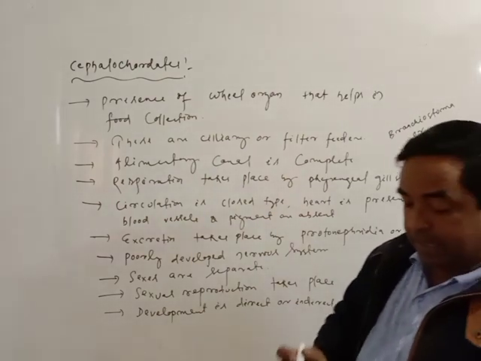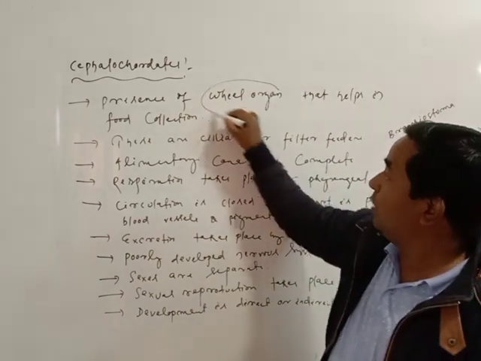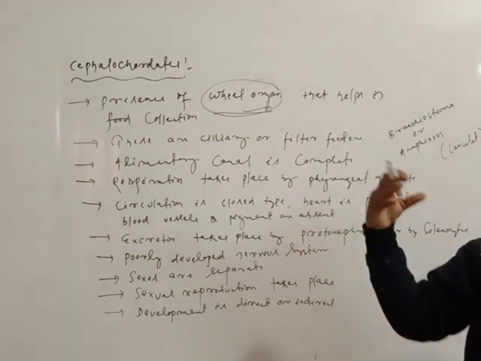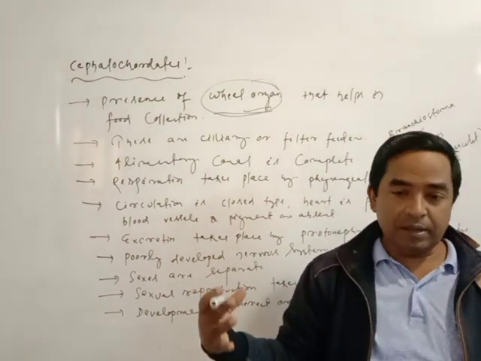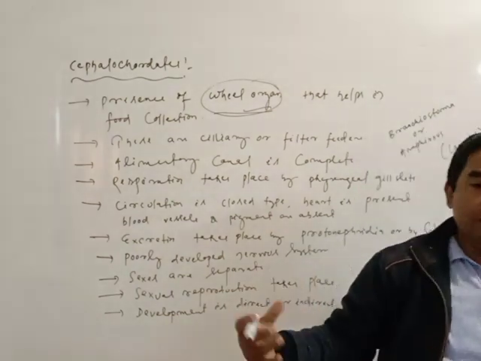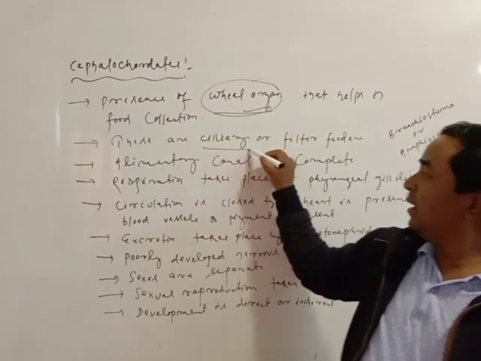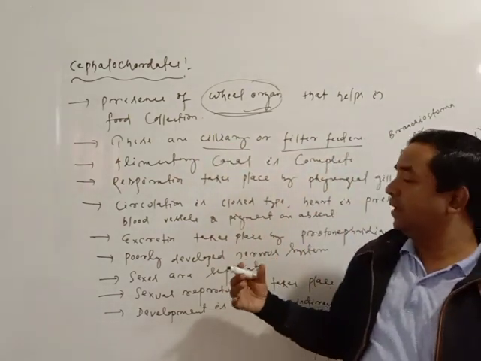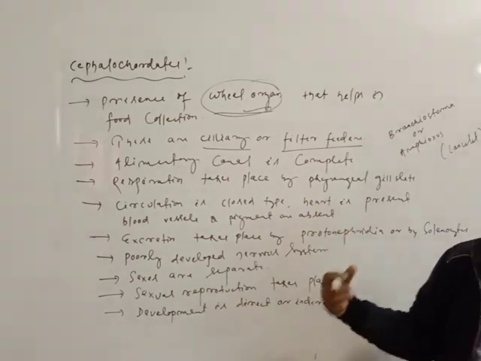See, presence of wheel organ. So this wheel organ is the identifying character of cephalochordates through which water from its surrounding laden with food or gases will enter into its body. These are ciliary or filter feeders. So with the help of cilia they can collect food, or by the filtration process they collect food.